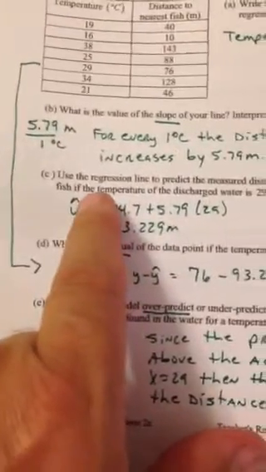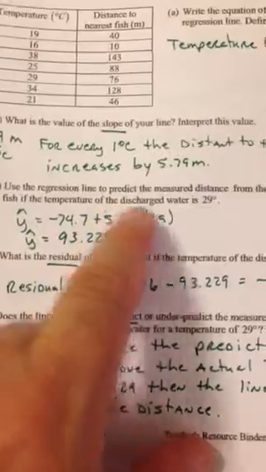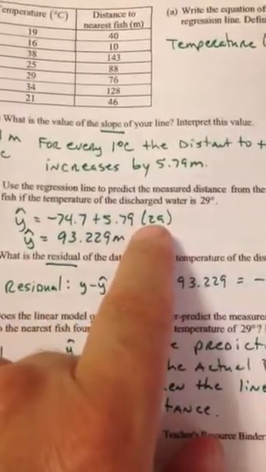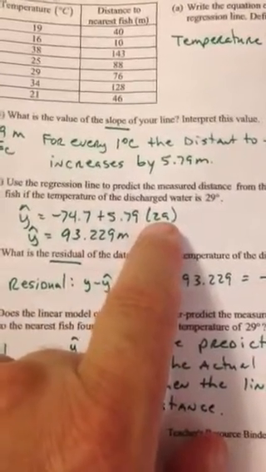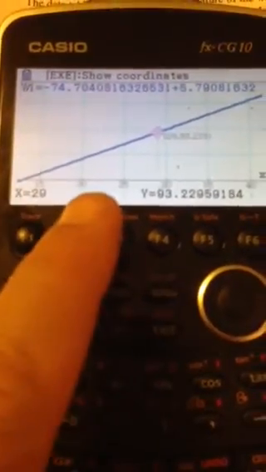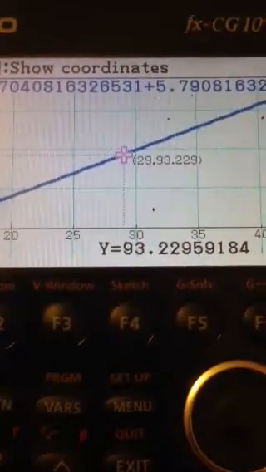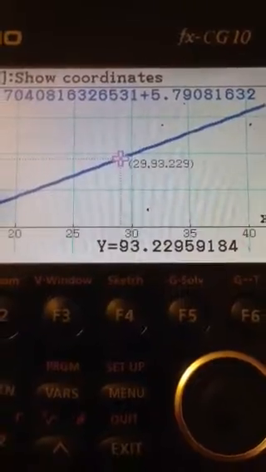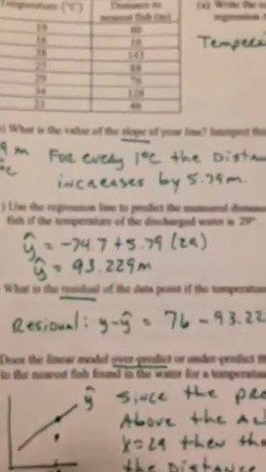All right, then it says, use the regression line to predict the measured distance when x is 29. Well, if you do it mathematically, you plug in 29 and you'll find that it's 93.229. Or, remember, you can go to this way and do the same thing. Now, granted, this one gave me the 93.22. Let me go ahead and focus. There we go. Okay. Now, you could do it old-fashioned mathematically and just plug that in and solve for the equation.